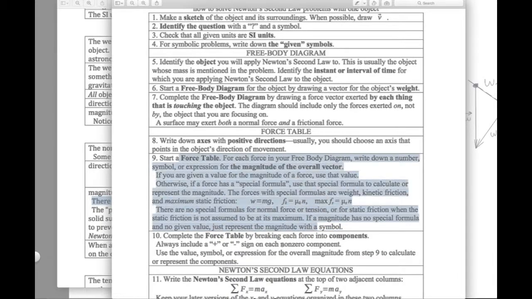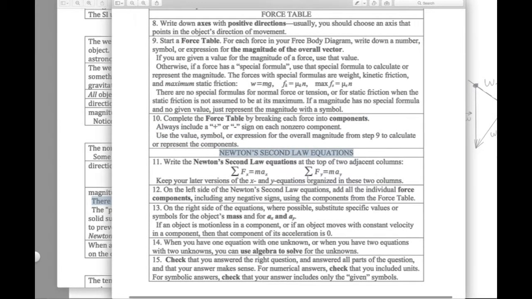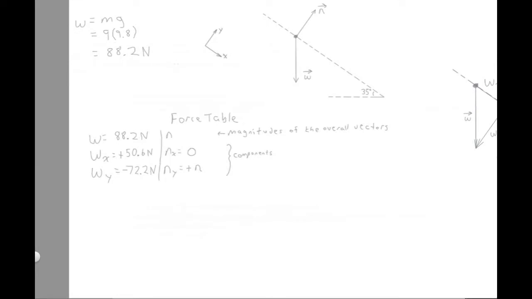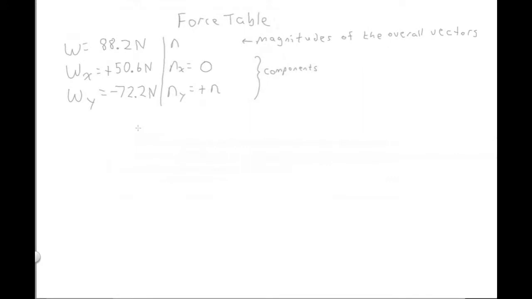So we've completed this step and this step for our force table. We're ready to move on to the next phase of our process, the Newton's second law equations, where we'll write these two equations at the top of two adjacent columns. Sigma F sub x equals m a sub x. Sigma F sub y equals m a sub y. Write these equations out using the exact correct symbols like I have them written here.